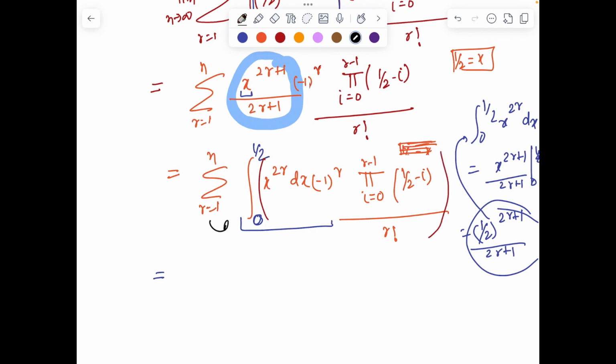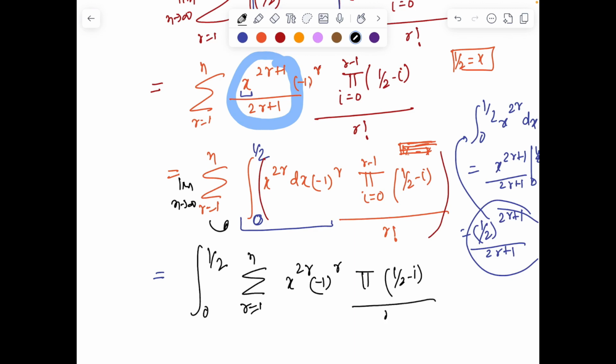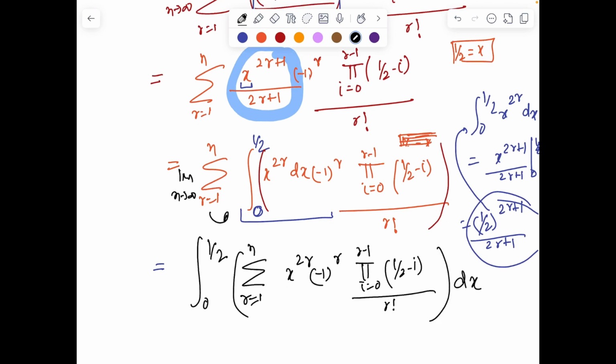And since r is changing from 1 to n and this function is continuous, I can swap the integration with sigma. So instead of the limit n tends to infinity, what I'll do, first I will write the integration and then I can keep on playing with that. So let's see, first you put r equals 1, then integrate, r equals 2 and integrate, and keep on doing so. Instead of that, first we'll do the summation, we'll push it inside: sum from 1 to n of x to the power 2r, minus 1 to the power r, product of half minus i by r factorial, this entire thing dx.